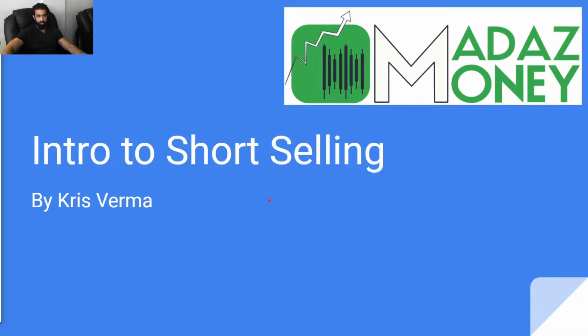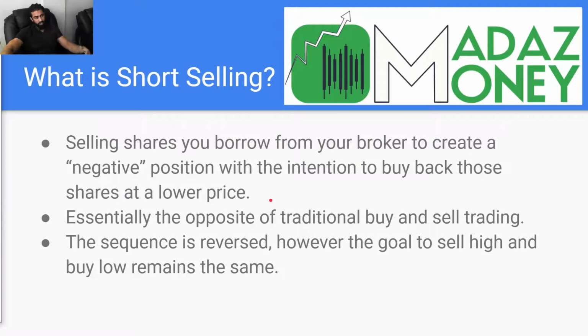Intro to short selling. So what exactly is short selling? It's the same as buying low and selling high, but you're doing it in the reverse order. You sell first and then buy later, so you're essentially taking a negative position. Most of you who've short sold before are familiar with this. In your broker, you'll see a negative sign and then the number of shares that you're short. This tells you your negative position.